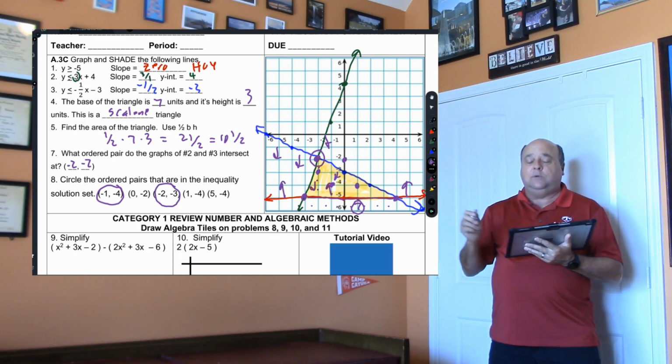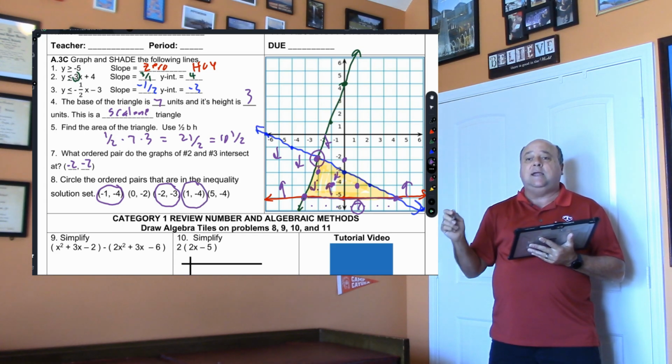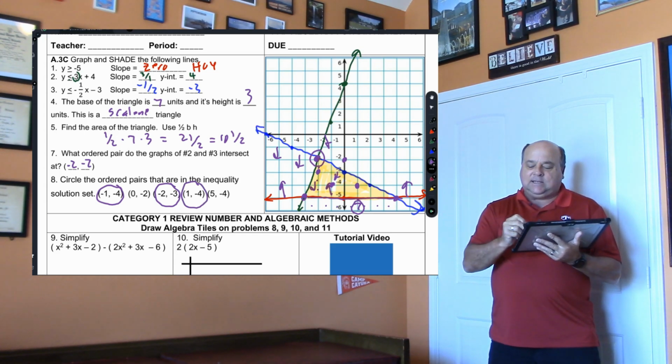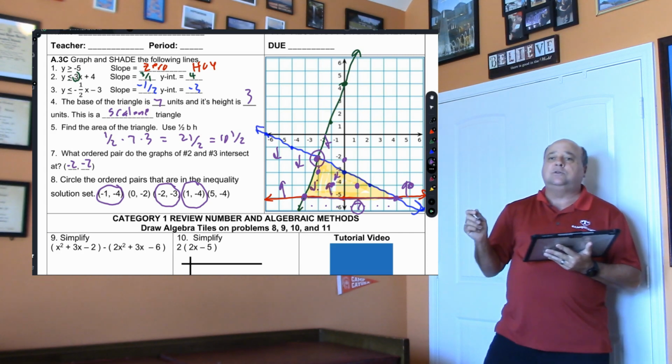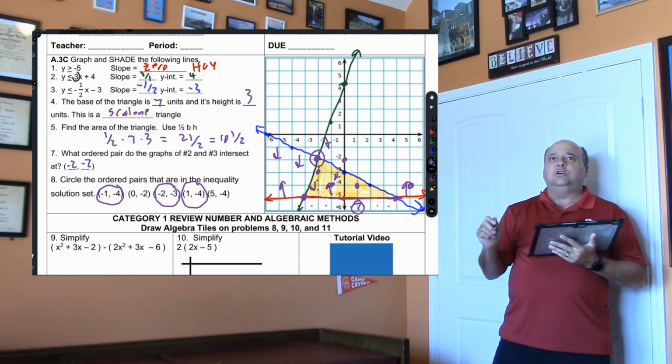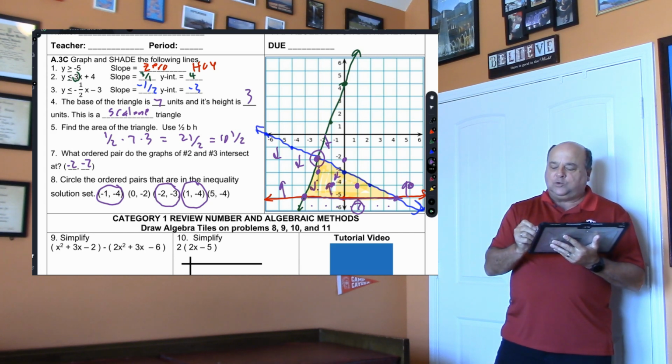1, -4, right 1, down 4, is right here. Notice that is also in the triangle, so we're going to circle it. Those ordered pairs would make the 3 inequalities true. And lastly, 5, -4 is right here. That is not in the triangle, is it? So we will not circle it. Basically, you're drawing a triangle, filling in the triangle, and figuring out what ordered pairs work.